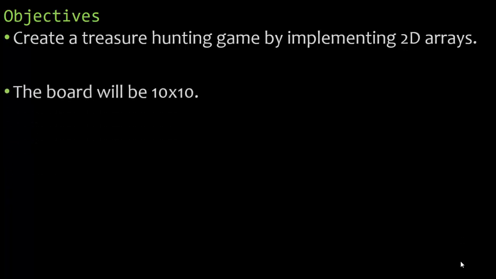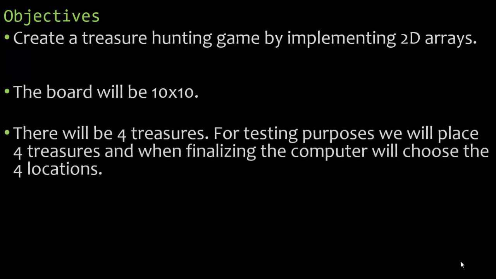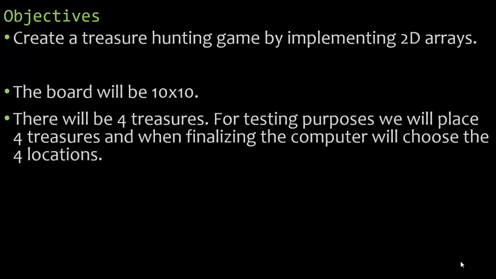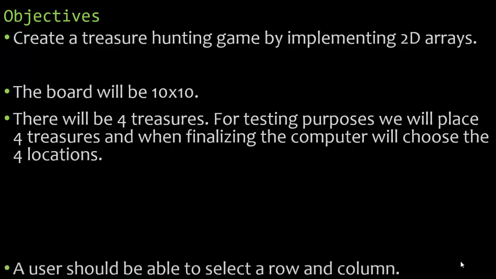Yes, more than one. The board's going to be 10 by 10. We can really make it any size we want it to be, but 10 by 10 is a good starting off so you can see how 2D arrays work. If you want to make it bigger later on, you can. Now, there will be 4 treasures. For testing purposes, we're going to choose the 4 treasures on the map where we want them to be. By the end, once we've tested our program and see that it's working, we're going to allow the computer to choose 4 random locations. That way the game's different every time we play.